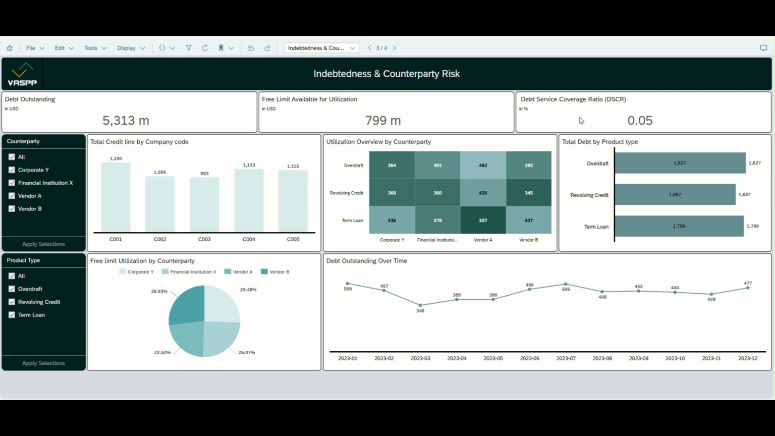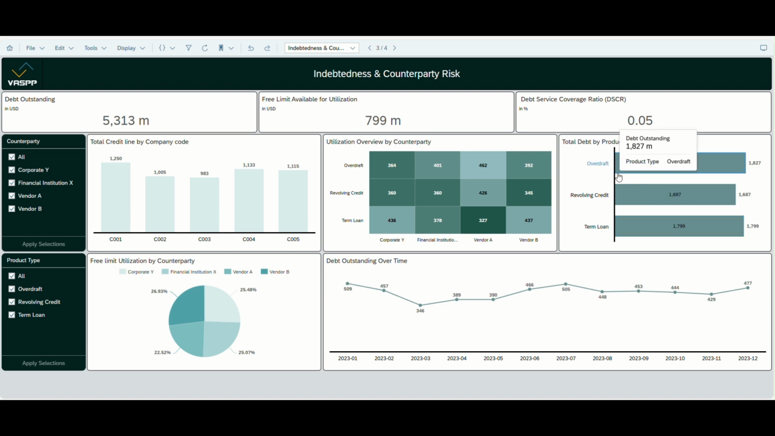Delving into the charts, the total credit line by company code gives entity-level credit limits, supporting focused credit management. The utilization overview by counterparty reveals how much credit each vendor, financial institution, or corporate counterparty is currently using, critical for granular risk assessment. The total debt by product type breaks down exposure by loans, revolving credit, overdrafts, and other financial products, enabling product-level risk management.